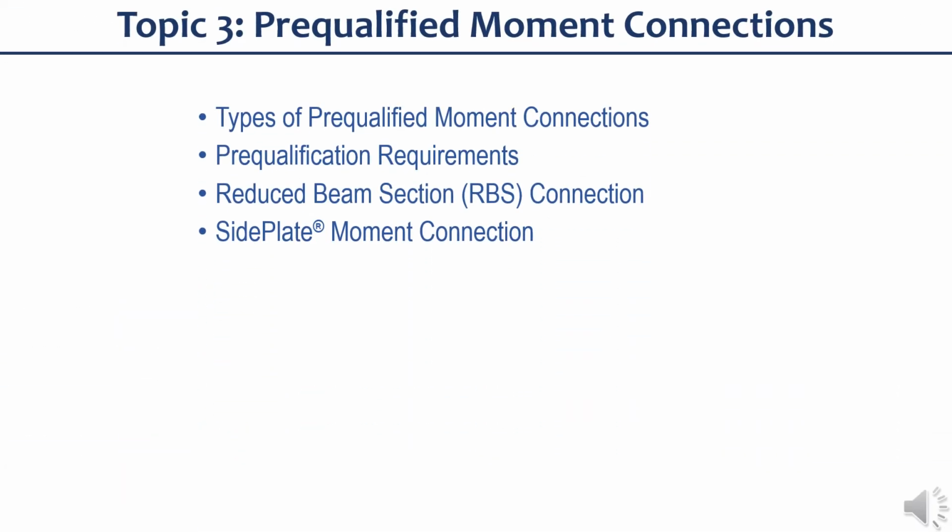For the third topic in this lecture, which is about pre-qualified moment connections, we will discuss the types of pre-qualified connections, some pre-qualification requirements, an example moment connection called the reduced beam section or RBS, and one of the proprietary connections called the side plate moment connection.